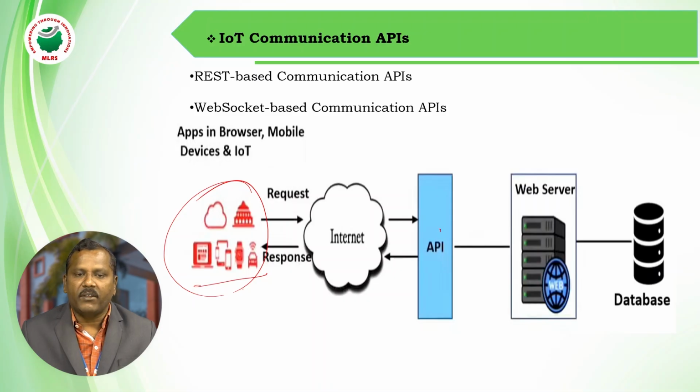API provides communication between two software systems. Next, types of IoT communication APIs. Here there are two types: REST-based communication API and WebSocket-based API.